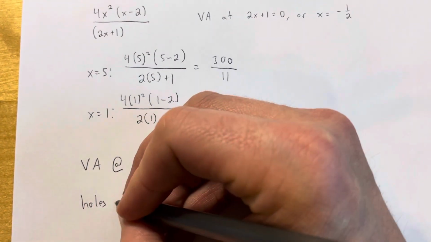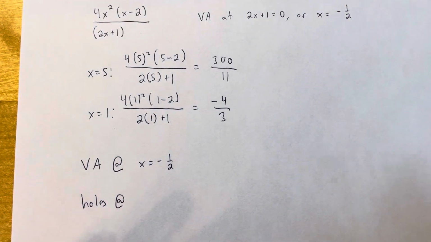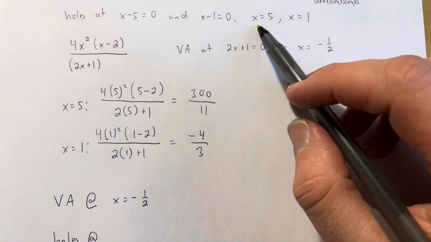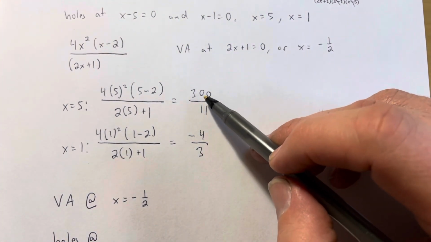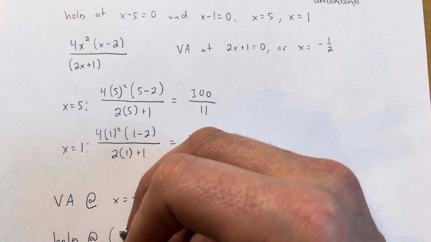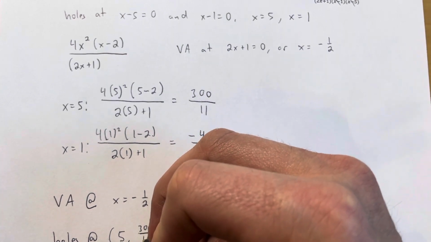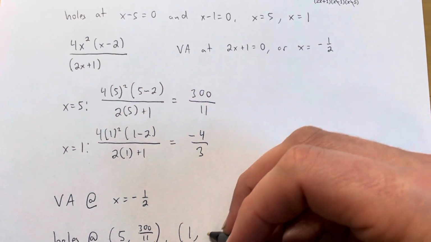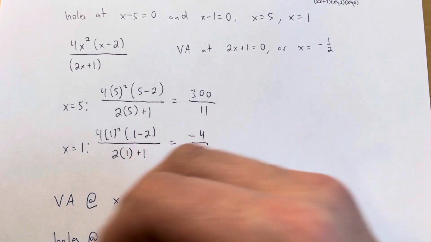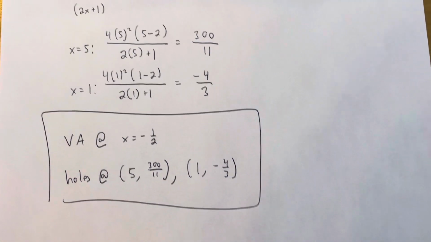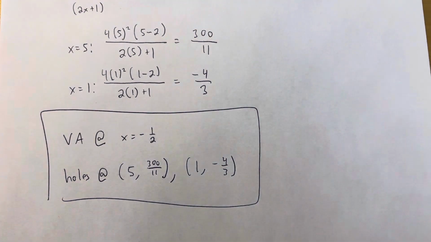Holes at, remember, the holes occur at points in the plane, and we have x coordinates and y coordinates for those points now. So when x was equal to 5, my y coordinate was 300/11. So I would put those together into a point: 5, 300 over 11. And then when x was equal to 1, my y coordinate ended up being negative 4/3. That is how we present the location of those holes. You want to have both coordinates in there. Okay, that's going to be it for section 1.3.